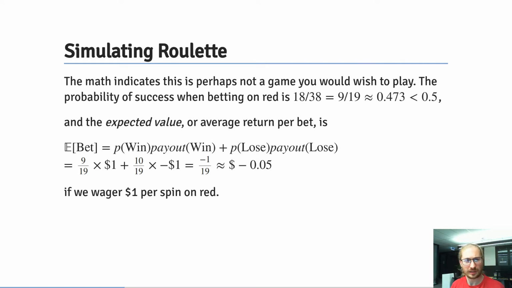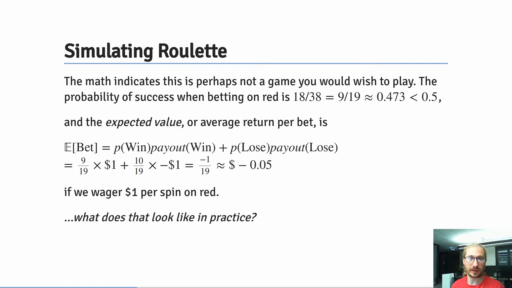Well, that doesn't make sense. I can only lose or gain $1, so what are we talking about with 5 cents here? Basically, in the limit of playing many, many spins, if I were to play this, let's say, 1,000 times, then the most likely outcome is that I will have lost 1,000 times 0.05, which would lead to an expected loss of $50 over 1,000 spins. Not great, probably shouldn't play this game. So that's what the math tells us.